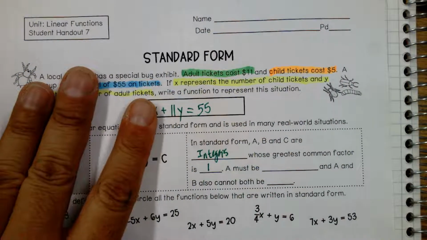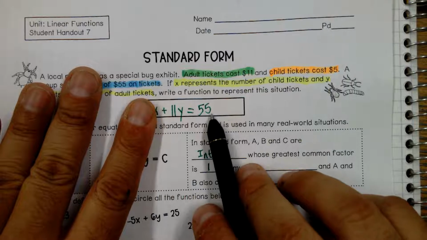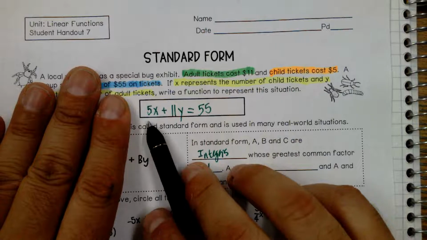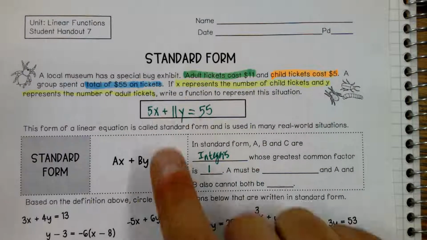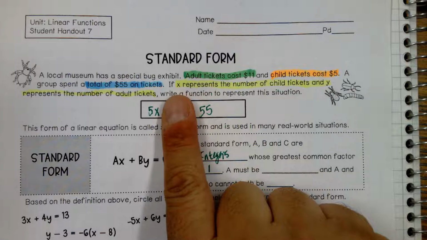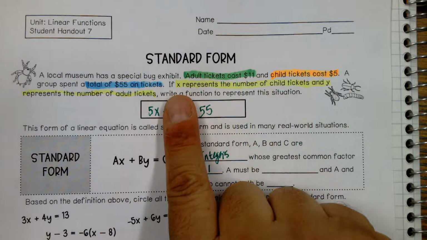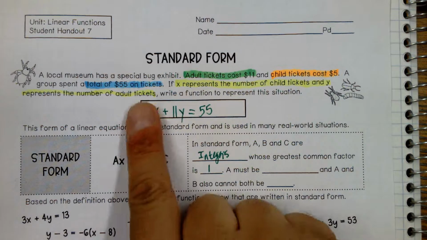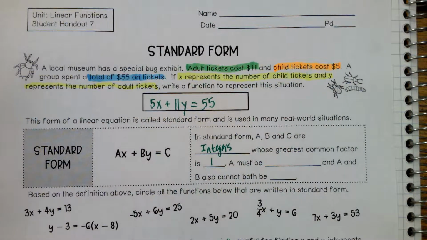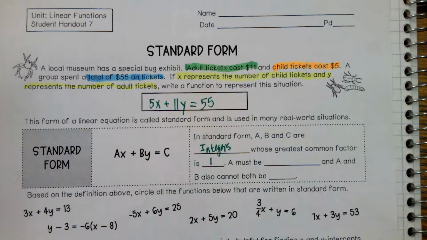For example, if I had 11 and 55, I would still have a common factor of 11. But because this is just 5, it's okay. Also, if I just had 5x and 55, what common factor do those two have? 5. If I have 11y and 55, I have a common factor of 11. But not all three of them have the same factor. So this is in standard form.